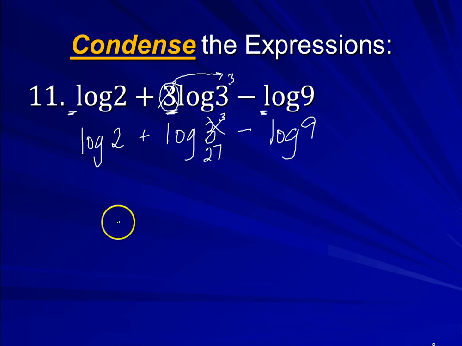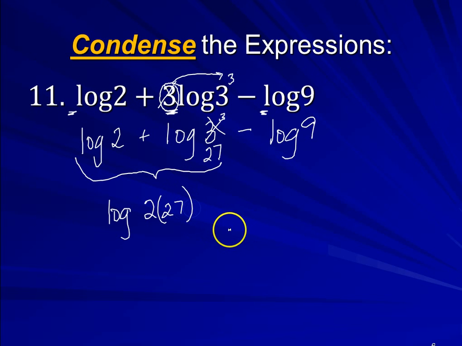Okay, now let's combine. These first two are additions, so when I combine these, it's going to turn into what? Addition, bringing them together, turns into multiplication. So this is going to be 2 times 27.